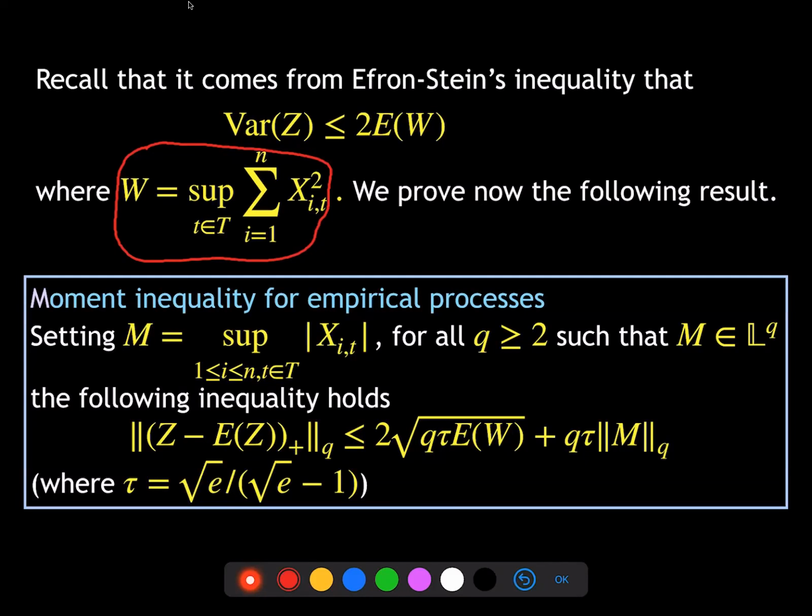Take care of the fact that the right hand side of the inequality depends on Q, and differs in the first and the second term, because in the first term you have root of Q which appears, and in the second term you have Q which appears. And this is exactly the analog of what you see in Bernstein's inequality, where you have a sub-Gaussian term and a linear term which appears.